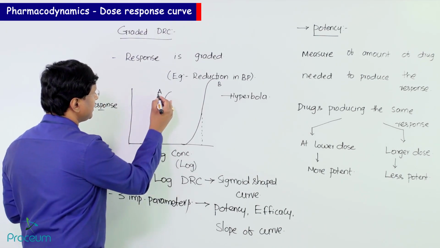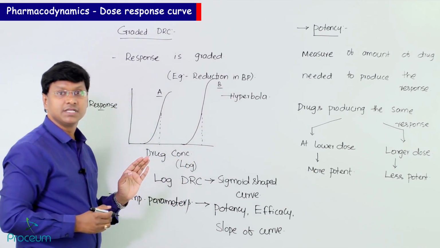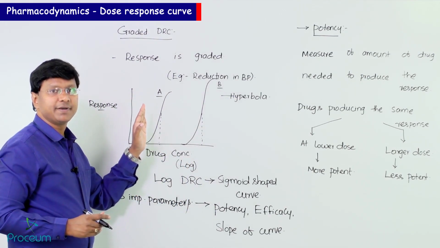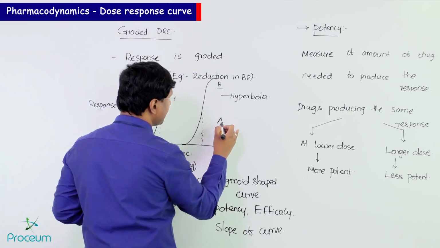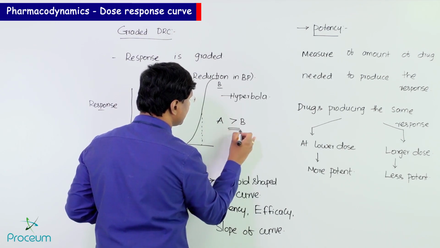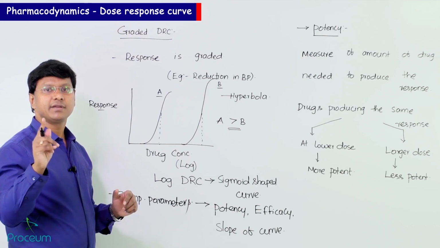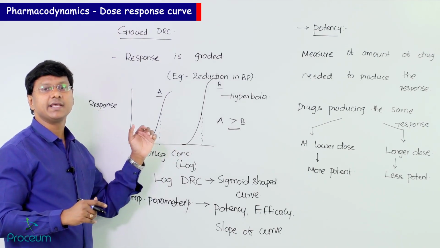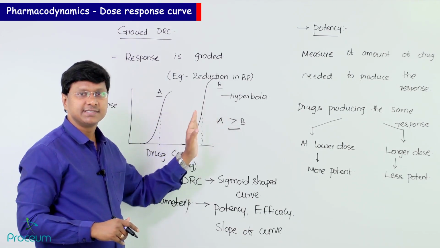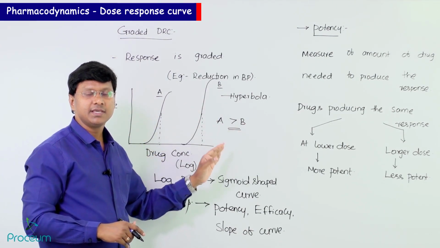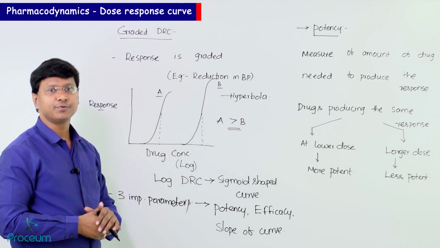So if you consider this as drug A and this as drug B, and you compare drug A and drug B, which is more potent? Remember, drug A is more potent compared to drug B. In the dose response curve, the more a drug is on the left side of the graph, the higher is its potency and vice versa. So that is about the potency.